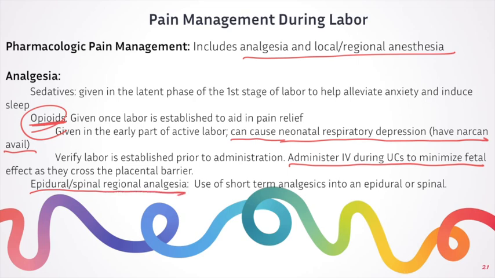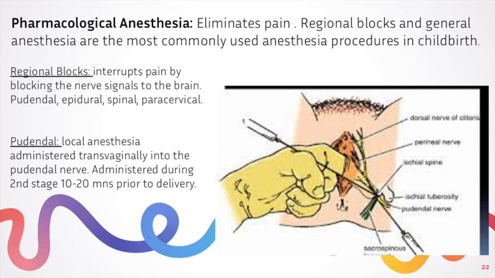Basically, an epidural is short-term analgesia that's introduced into the epidural space. So regional blocks are basically a local anesthetic that's introduced in specific parts of the body to help numb the area. Regional blocks are things like a pudendal, an epidural, a spinal, or a paracervical block. All right, so that's what we're looking at here.